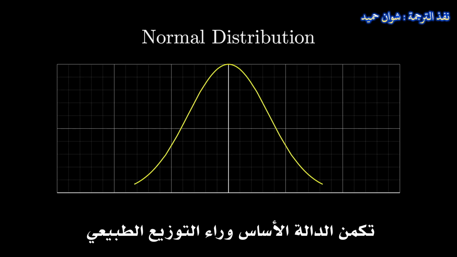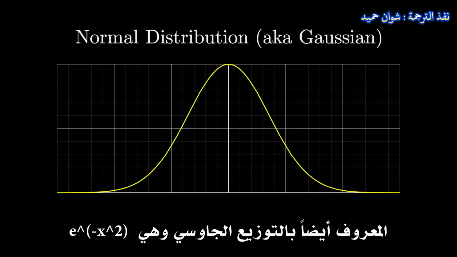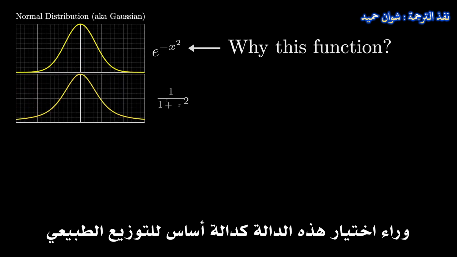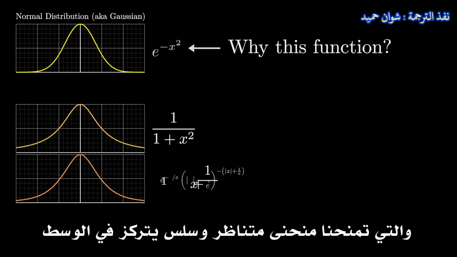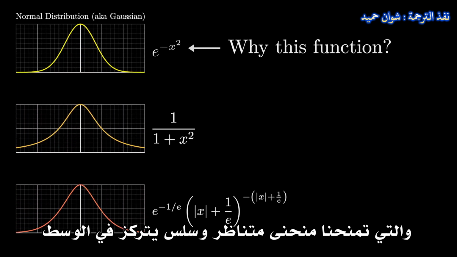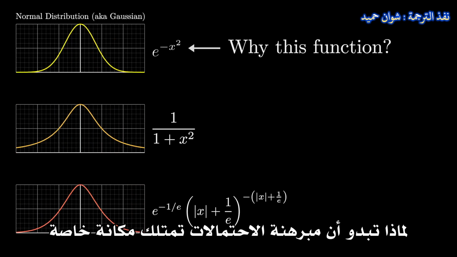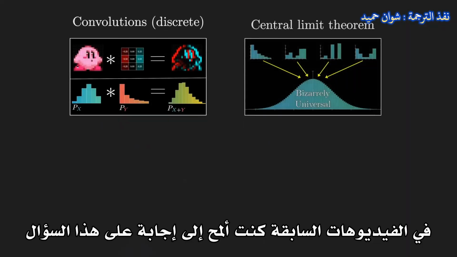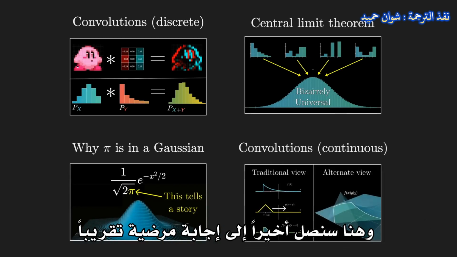The basic function underlying a normal distribution, aka a Gaussian, is e to the negative x squared. But you might wonder, why this function? Of all the expressions we could dream up that give you some symmetric, smooth graph with mass concentrated towards the middle, why is it that the theory of probability seems to have a special place in its heart for this particular expression? For the last many videos, I've been hinting at an answer to this question, and here we'll finally arrive at something like a satisfying answer.